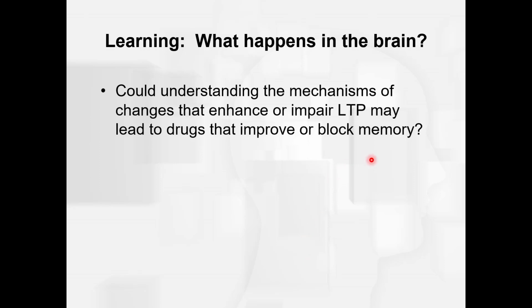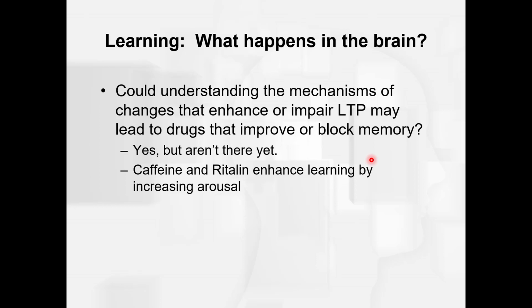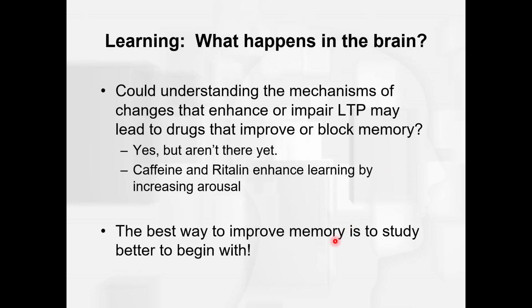Now, could understanding the mechanisms of changes that enhance or impair LTP lead to drugs that block or improve memory? Yeah, but we're not really there yet. We know that caffeine and Ritalin enhance learning by increasing arousal, and we'll talk about that in one of the later chapters. So overall, the best way to improve your memory is to study better to begin with. Give yourself more cues to recall that information. Give yourself more time to try to remember that information.